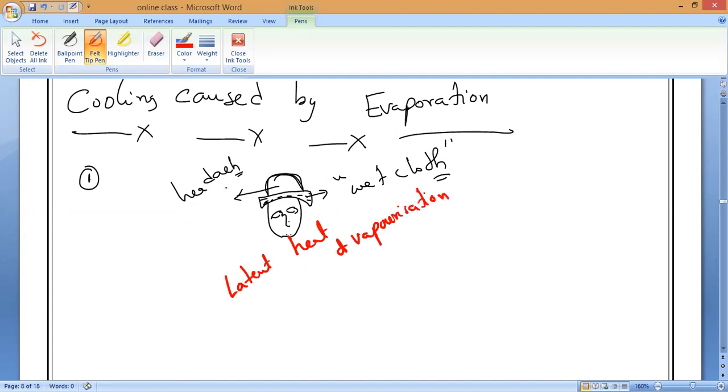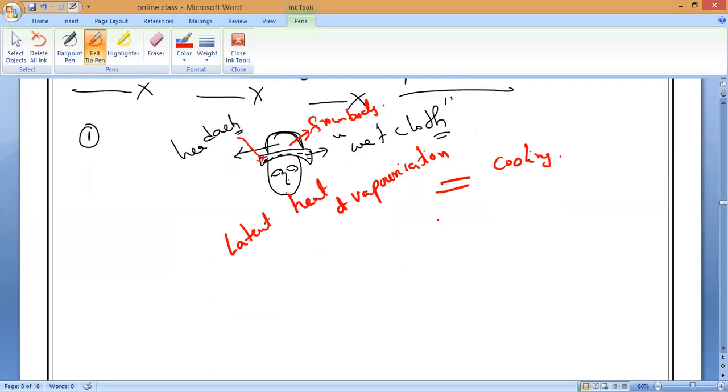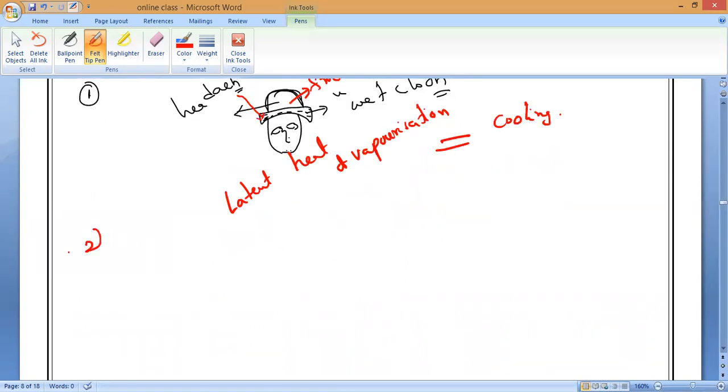The latent heat of vaporization will be taken from two places: one is the air which is in contact with the cloth, and mainly our body, the human body. From our body, so what is happening? Water will evaporate, so our body temperature will fall. The temperature will cool down. That is the first thing. Is it okay, everyone? Now are you clear?